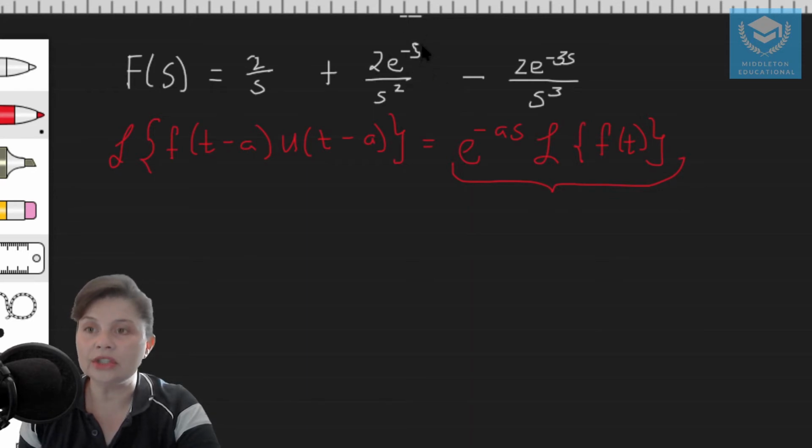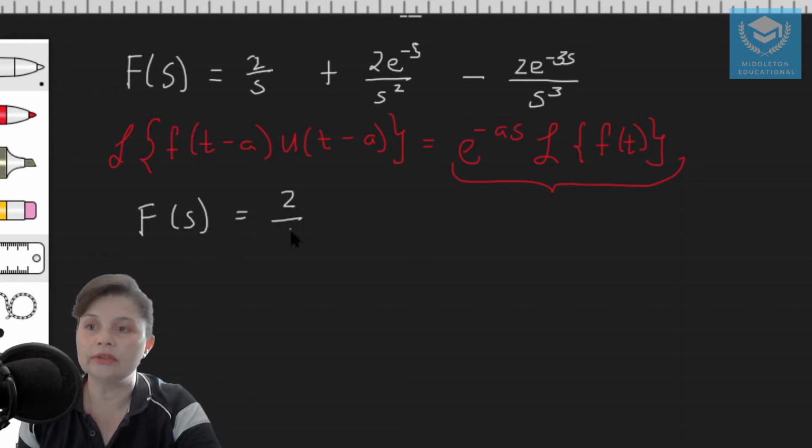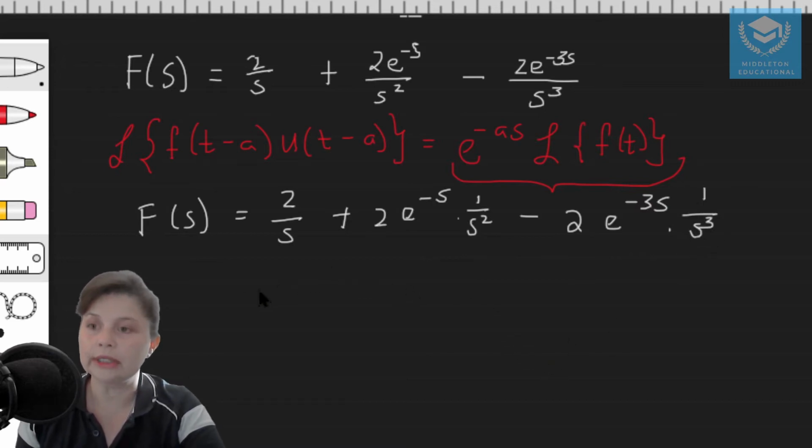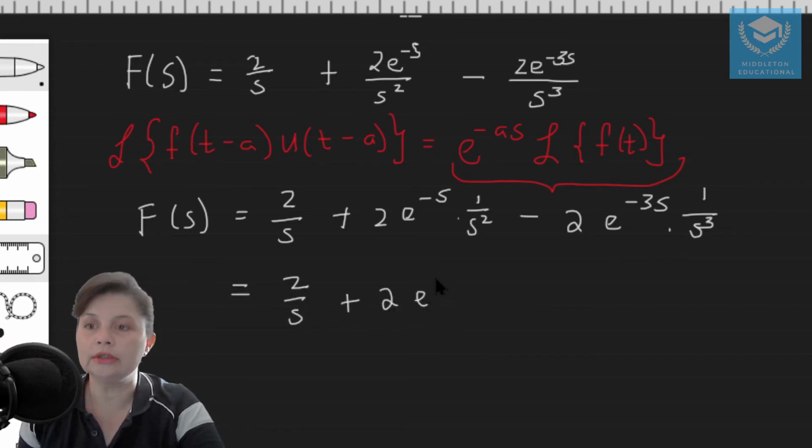So we want to take out the exponent and leave everything else next to the exponent. That means I'm going to write F(s) as 2 over s. I'm going to keep that because there's nothing wrong with that form. Plus 2 times e to the minus s times 1 over s squared, minus 2e to the minus 3s times 1 over s cubed. Right? Then I have 2 over s, 2e to the minus s.